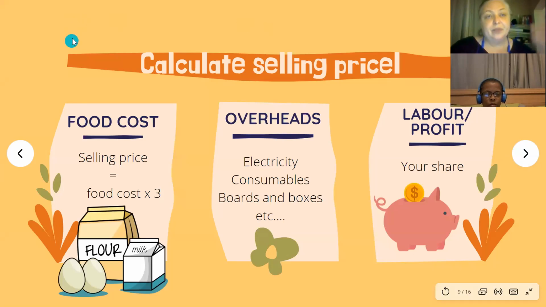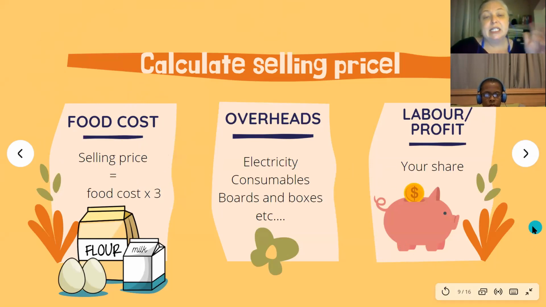Okay, right, so now we know what the cost of our ingredients is. Now we need to work out what we are going to sell this product for. In a restaurant or that kind of thing, they would tell you to take your food cost and times it by 3 to get your selling price.